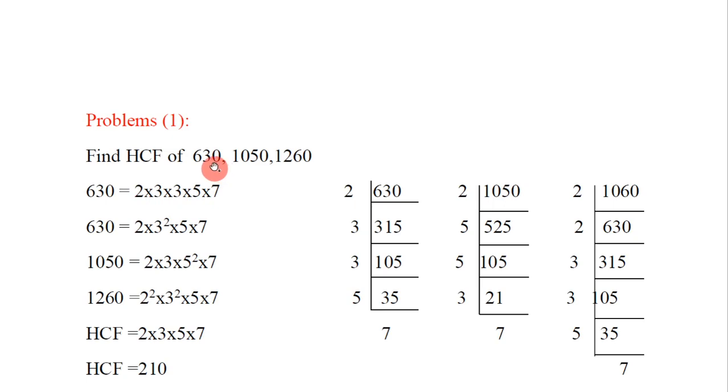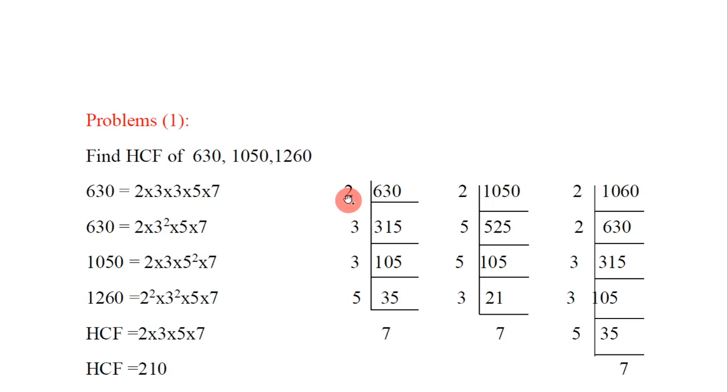That means we write 630 as 2 into 3 into 3 into 5 into 7. Now let us see how to write 630 like this. For that, take the number 630 and divide by the smallest prime number. We have seen that the prime number list starts from 2. So 2, 3, 5, 7, 11, 13, etc. are the prime numbers. So we divide only by prime numbers.